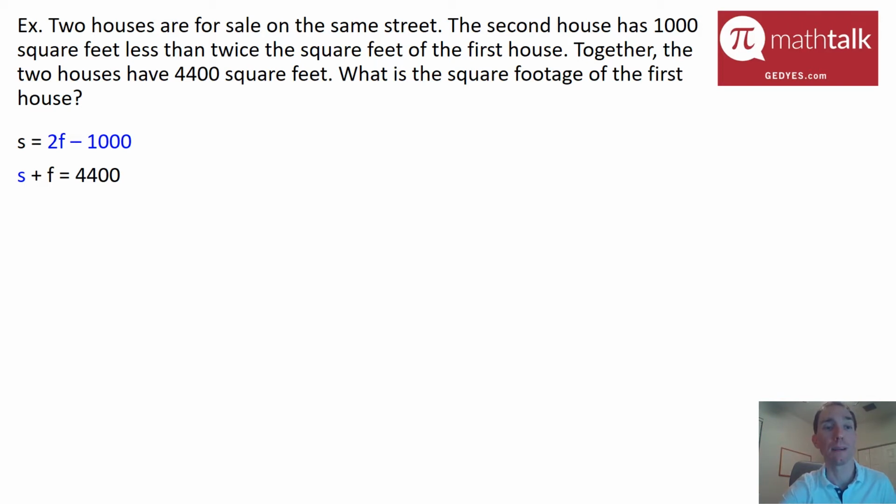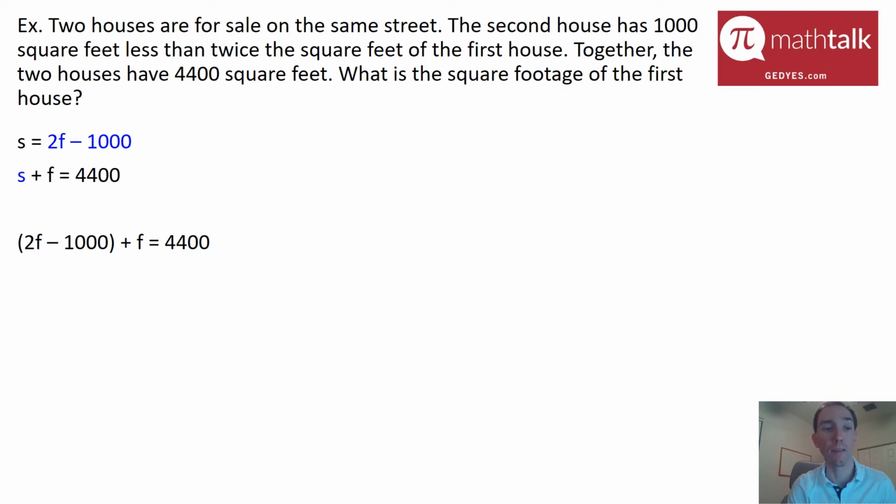And the reason why I would want to do that is because then my second equation would have terms with only F in it, one variable. And that means I could solve for F, the one variable. So because they're the same, you can substitute one for the other. So I'm going to do that. I'm going to take my second equation, and instead of S plus F, I'm going to say 2F minus 1,000 plus F equals 4,400.